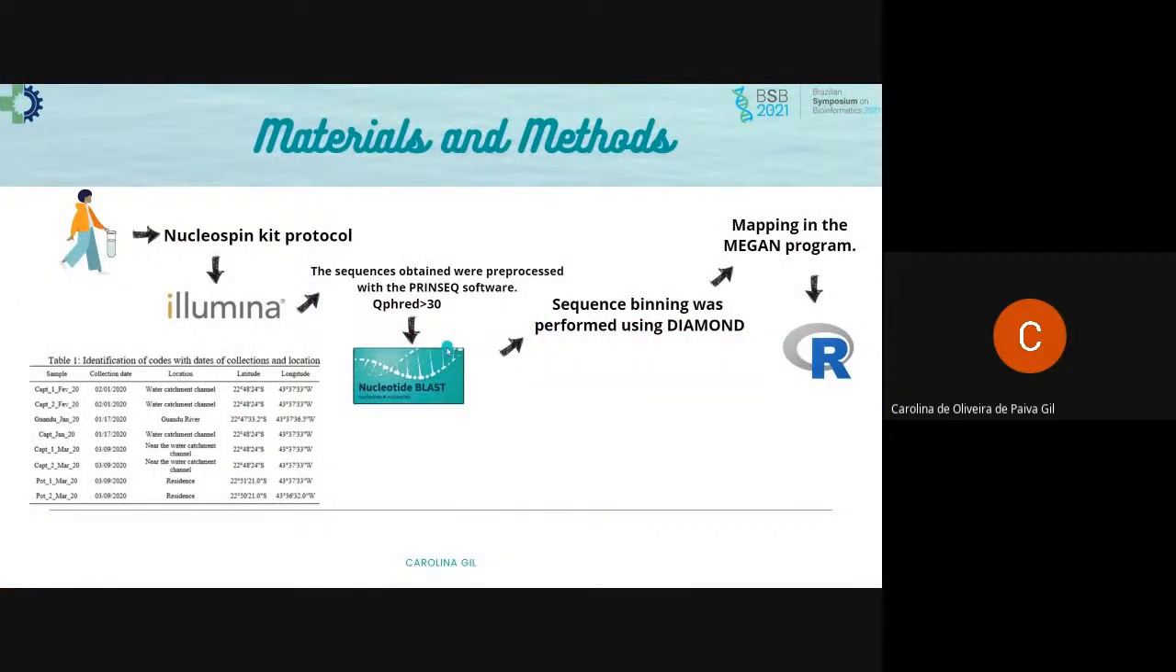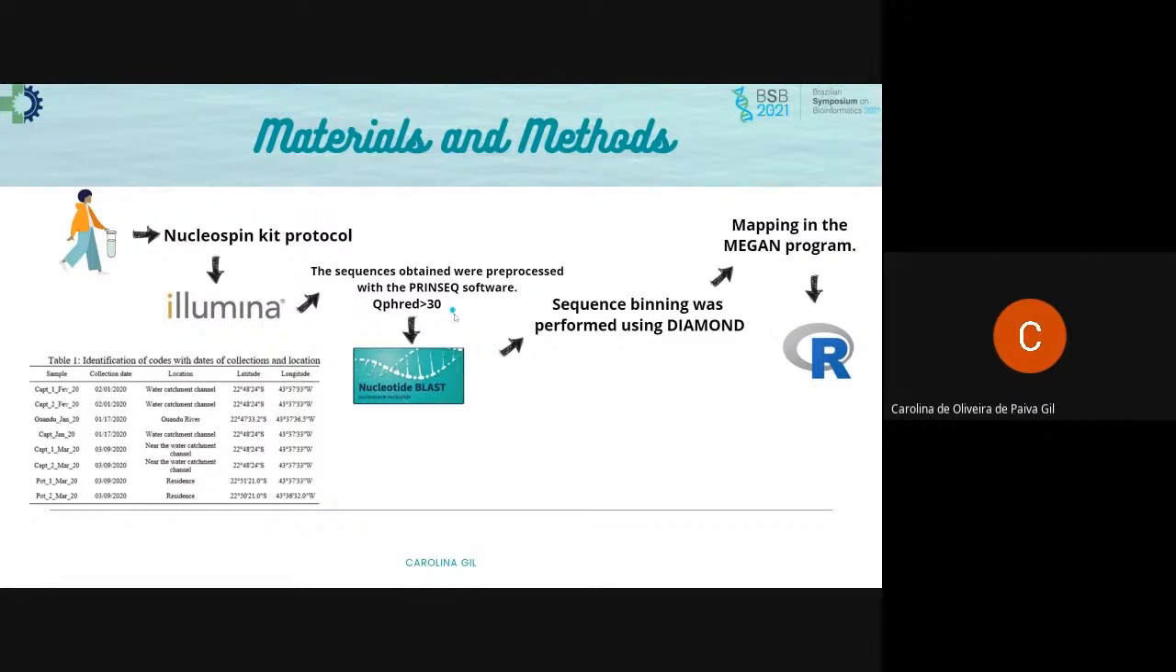Eight samples of water were collected in the Guandu River in January, February, and March 2022. Six of raw water and 2 drinking water. After that, genomic DNA was extracted with the NucleoSpin Kit protocol and the Illumina platform was used for sequencing. The sequences obtained were pre-processed with the PRINSEQ software with a quality threshold greater than 30.